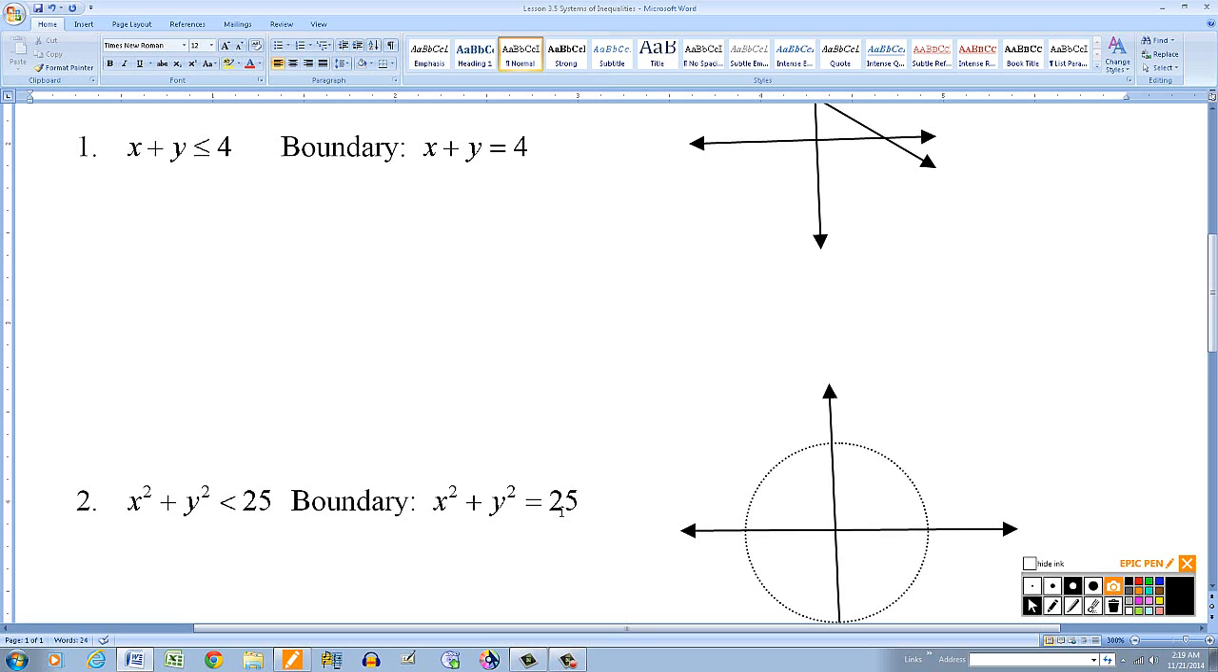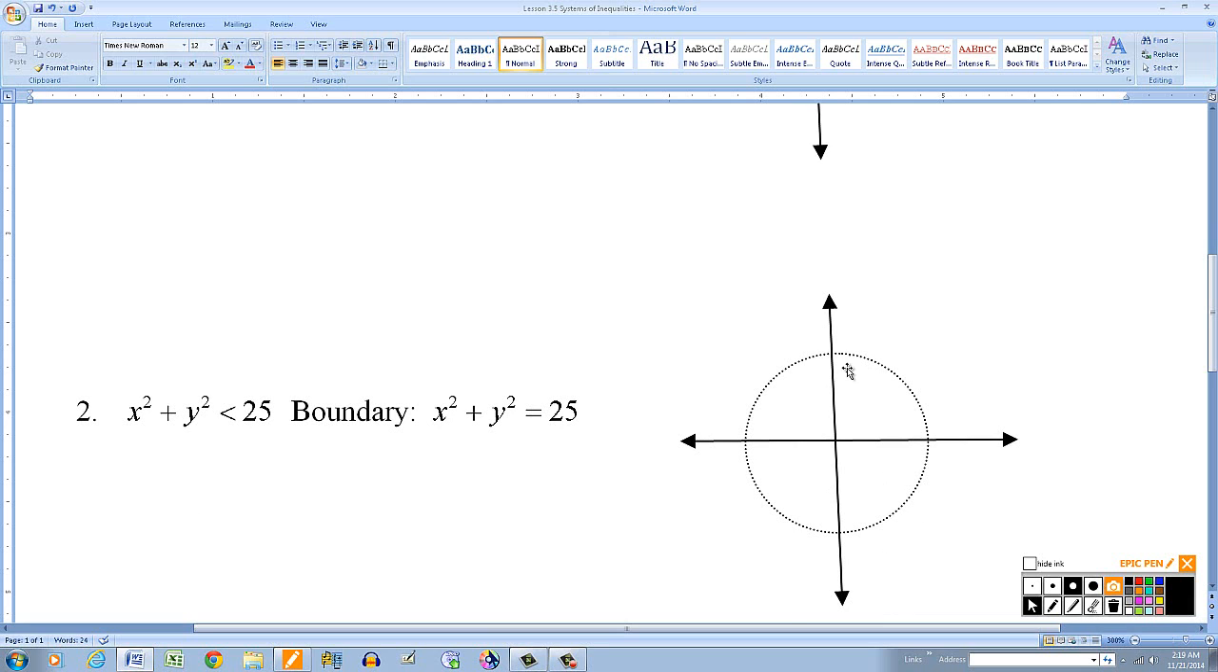Okay, so here I have the circle then, and its radius 5. So in this type of situation, your solution set is either going to be everything inside the circle or everything outside the circle.